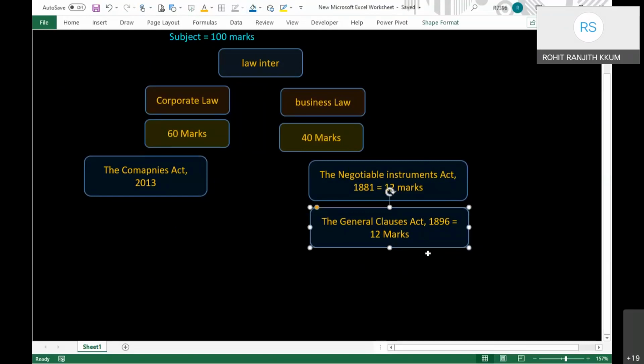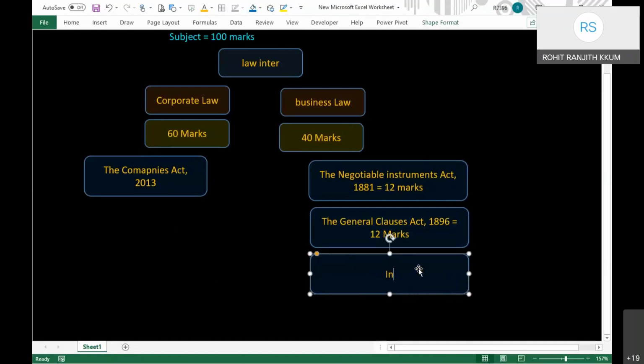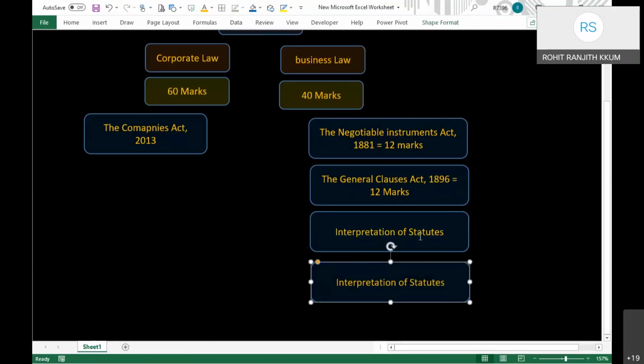Thank you. After the General Clauses Act, the next point is interpretation of statutes. And at the end, you are going to learn, yeah, this is also for your 12 marks. This is also for your 12 marks.